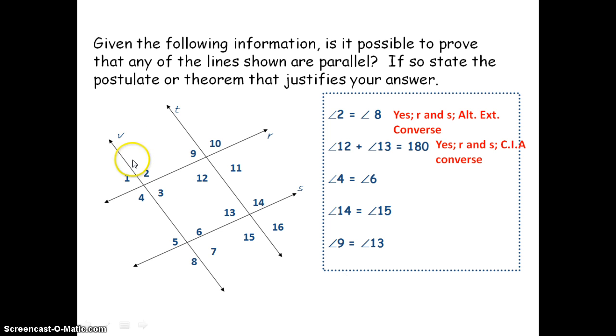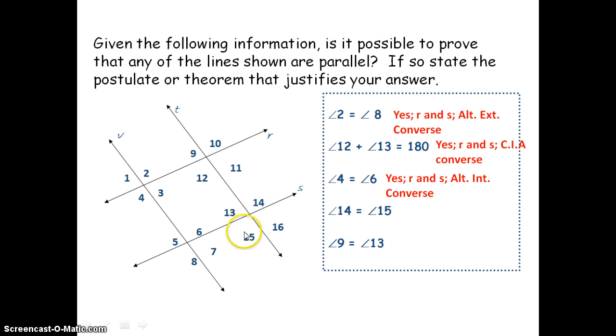Alright, angles 4 and 6. These are alternate interior angles. I can see that they are congruent, so I can say that lines R and S are parallel using the alternate interior angle converse.